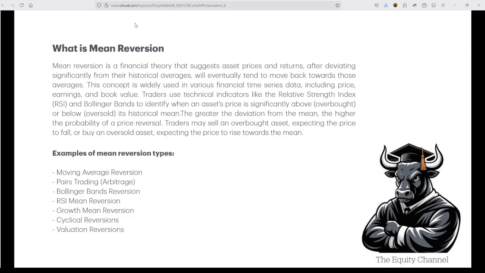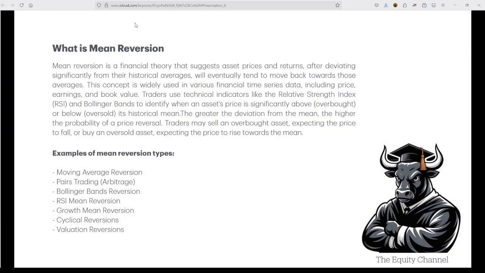Mean reversion is a financial theory that suggests asset prices and returns, after deviating significantly from their historical averages, will eventually tend to move back towards those averages. This concept is widely used in various financial time series data, including price, earnings, and book value.